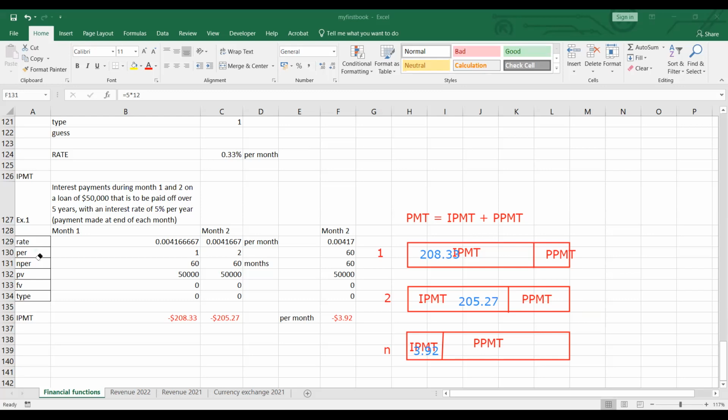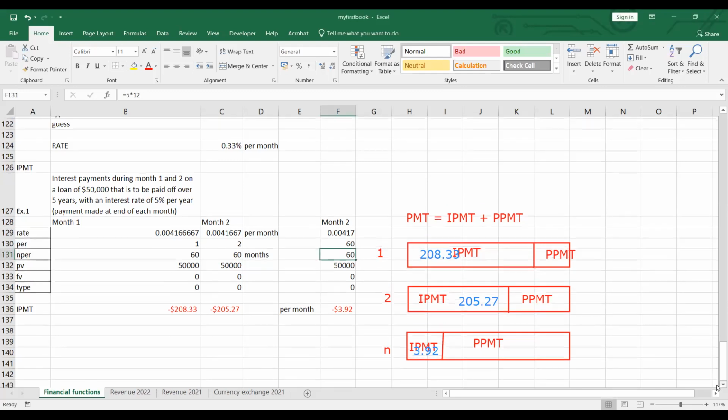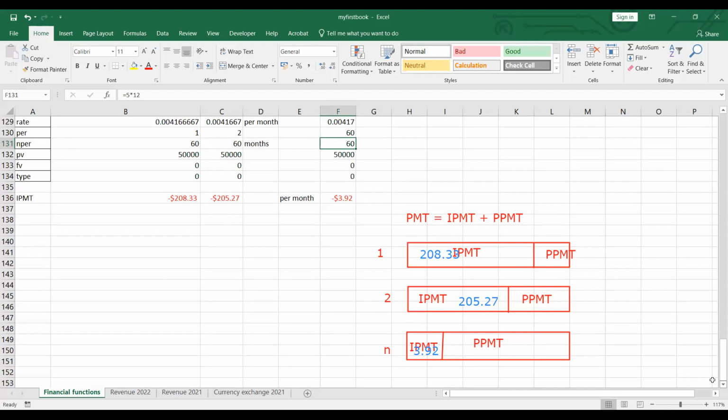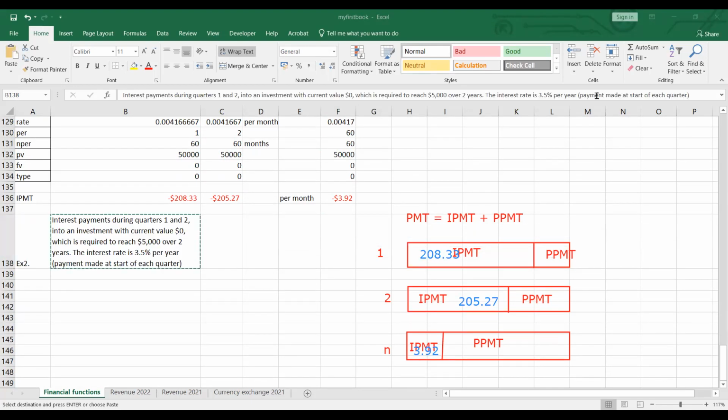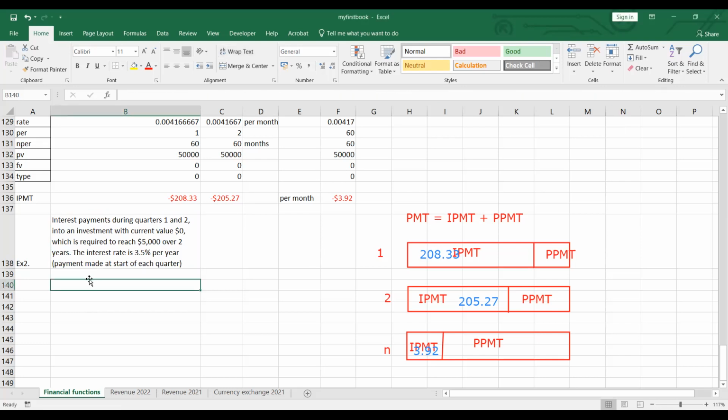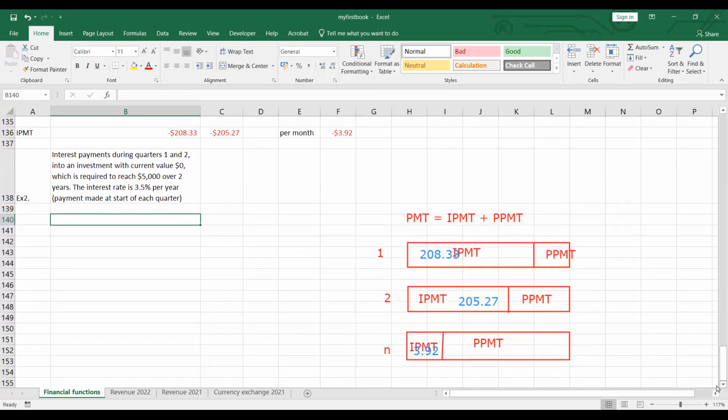If you don't have any questions for this example, let me continue with the second example that I would like you to do by yourself. This example is to find the interest payment from an investment. I would like you to find out the interest payment during quarter 1 and quarter 2 by yourself. I give you 5 minutes.